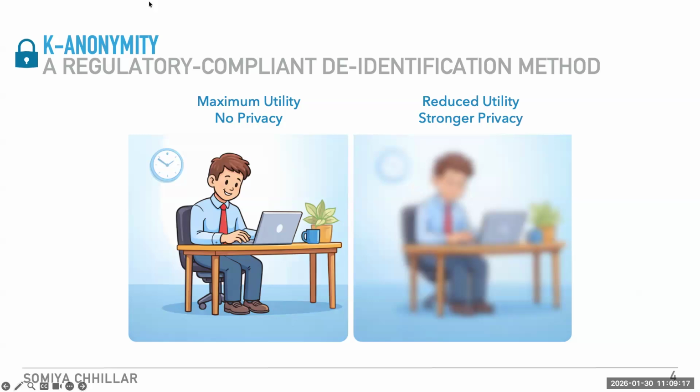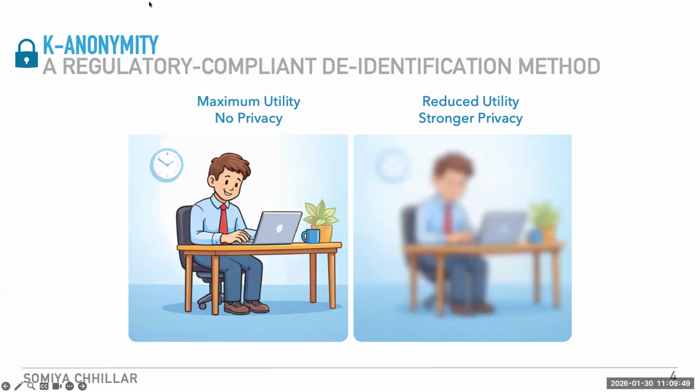So a very popular regulatory compliant de-identification method is k-anonymity for de-anonymizing microdata. We can think of k-anonymity as kind of blurring a picture. In the first picture, we have maximum utility. What does that mean? I know who the person is in the picture. I know what they're doing. I know where they are. I know what the time is. I know all these details, but there's no privacy.